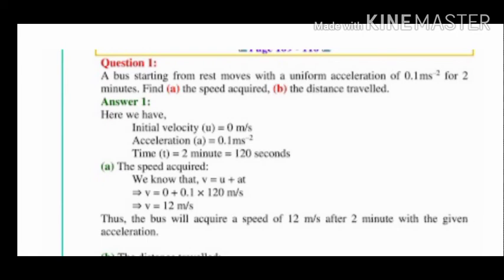For the speed acquired, we can use the formula v equals u plus at. When quantities like acceleration and time taken are included in a question, we have to use the first equation of motion to find the speed, that is, v equals u plus at. By applying values, we get v equals 12 meter per second. Thus the bus will acquire a speed of 12 meter per second after 2 minutes with the given acceleration.